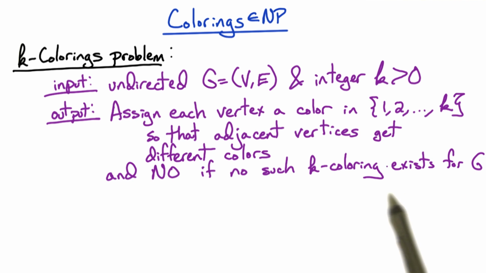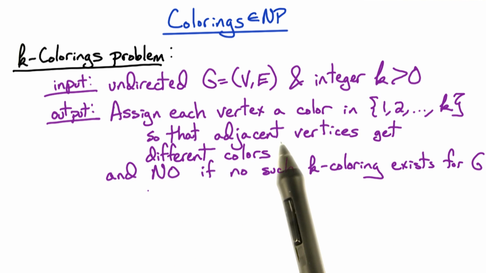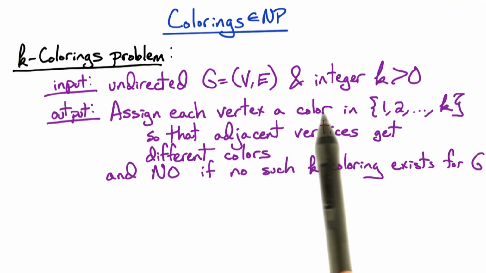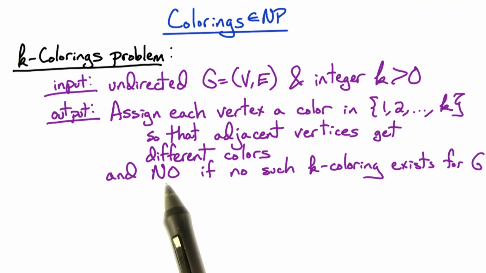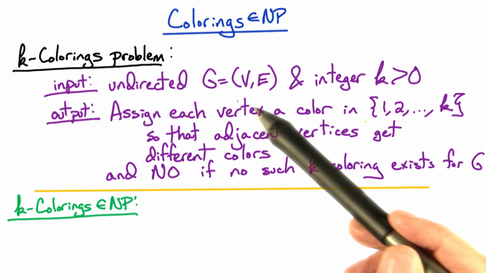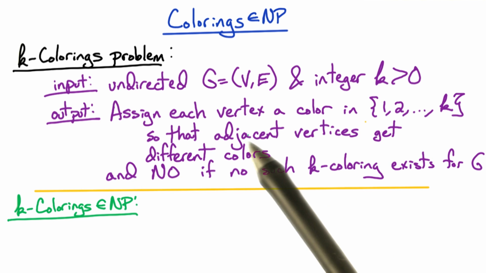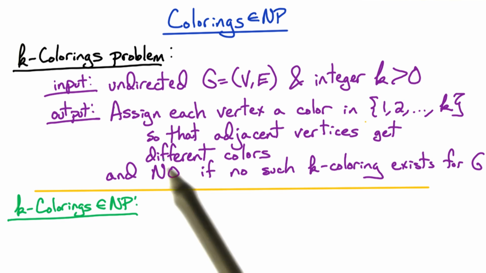Now if this G has no such coloring, then we output no. So if there is a proper vertex k-coloring for this graph G, then we output such a coloring. And if there is no such proper k-coloring, then we output no. Now the k-colorings problem is in NP. Why? Well, first off, it's of the correct form. When there is a solution, when there is a proper coloring, we output such a coloring. And if there is no such coloring, then we simply output no.